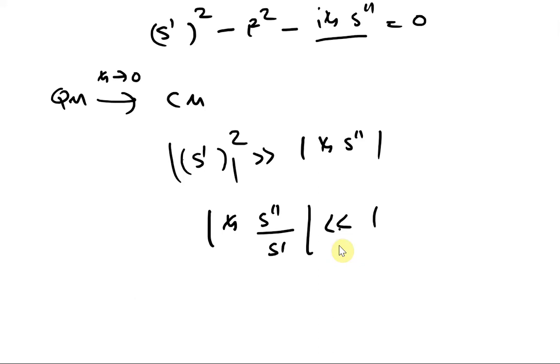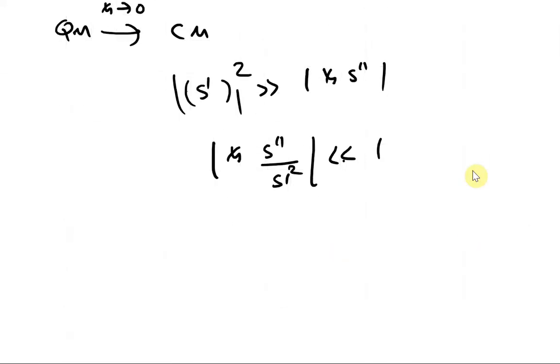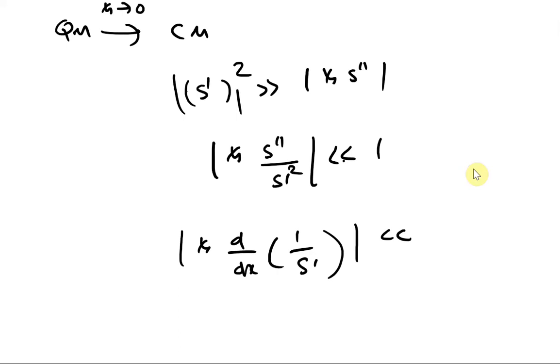And I can rewrite this expression slightly, in this form: h cross d by dx of 1 by s prime. So what happens here? When you take the derivative of 1 by s prime, it is nothing but minus 1 by s prime square, times d by dx of s prime, which will give you s double prime. So a minus sign will be there, but it's mod, so minus 1 doesn't matter.